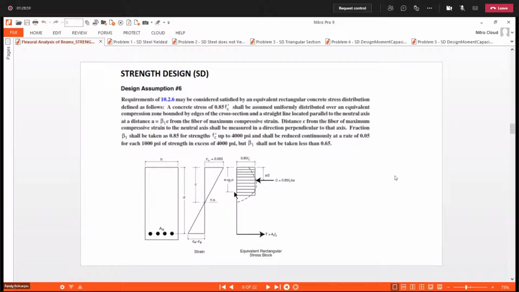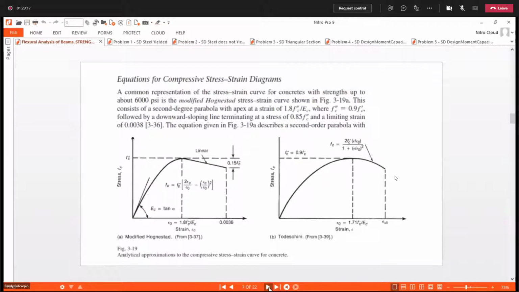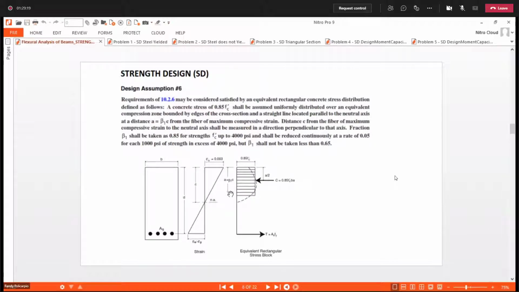So ngayon, para masatisfy niya yung test, no? Para mag-coincide. Kagaya ng binabanggit dito, di ba? Sinasabi dito, kailangan yung prediction mo do sa result, no? Must be in agreement with the comprehensive test. So ang ginawa ngayon ni Whitney, yan, no? Yung depth nitong rectangular block ay equal to A. And A is computed using this formula, beta 1C, wherein C is the depth of the neutral axis.